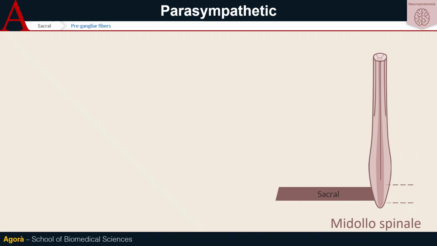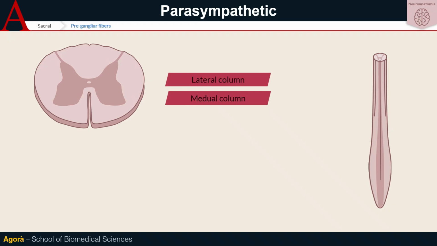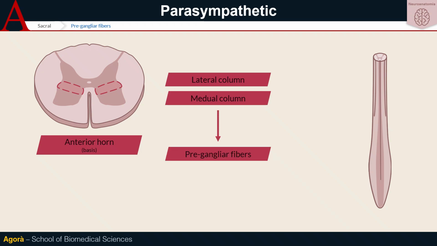The sacral part of the parasympathetic system involves visceral effector nuclei within the spinal cord, in the sacral area. There are two columns of neurons, one lateral and one medial, located at the bases of the anterior horn of grey matter. Clearly, preganglionic fibers originate from the two columns, thereby following the anterior roots of the sacral nerves to reach the pelvic ganglia.